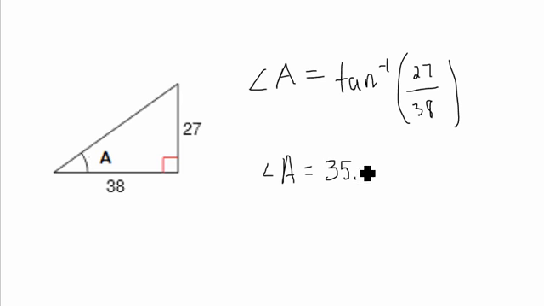Plug that into my calculator, and I find that the measure of angle A is about 35.4 degrees. Remember, you are always trying to find an angle measurement, so the unit, if you want to call it here, is a degree. You should be realizing that you're finding an angle.